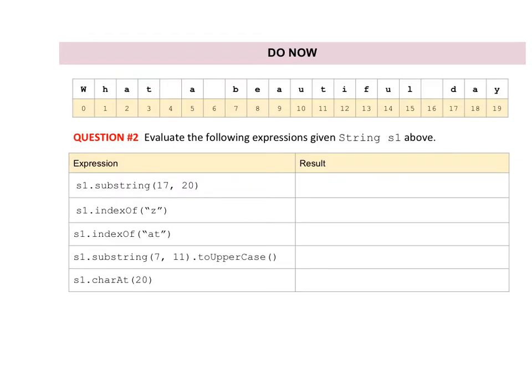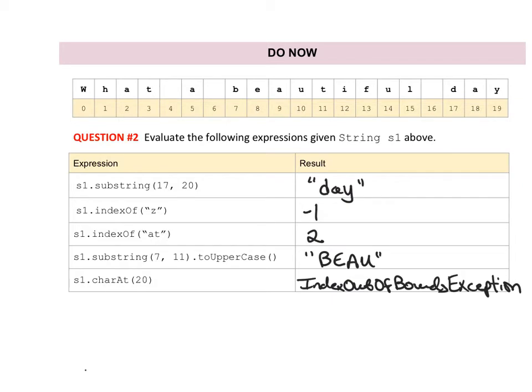Here's another do now. So I'm going to pause and you can do a pause and we'll see if we all got it right. So 1, 2, 3, pause. Here are the answers. I just want to point out that there is no z in the string, so you get a -1. So when you're asking for the index of something and you can't find it, it returns a -1. And char at 20 gives you an index out of bounds exception because there is no position 20 in this string.